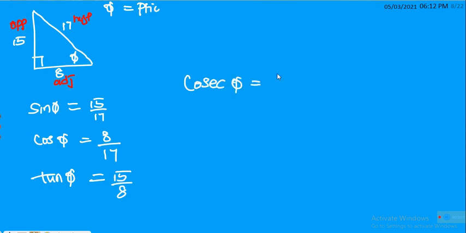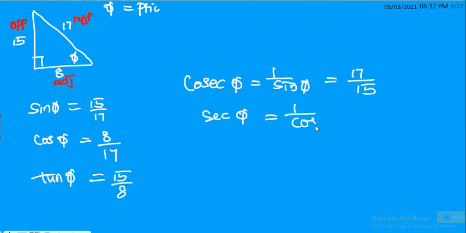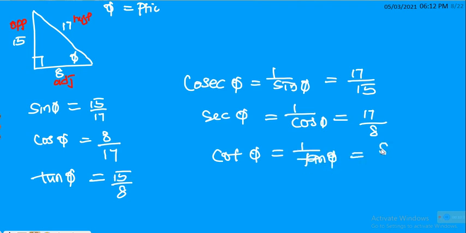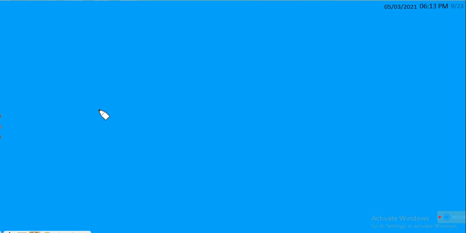Cosec phi equals 1 over sine phi, which is 17 over 15. Sec phi equals 1 over cos phi, which is 17 over 8. And lastly, cot phi, which is 1 over tan phi, equals 8 over 15. So these are the 6 trigonometric ratios for the first triangle. Now you're going to pause this video and do the second one as an exercise.